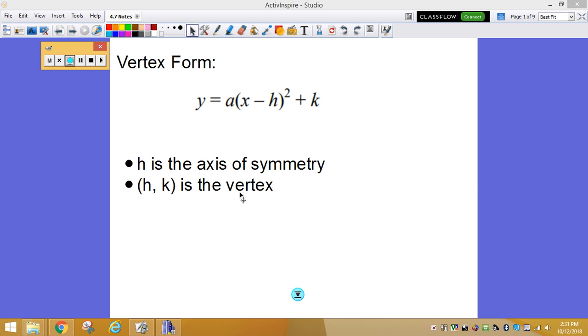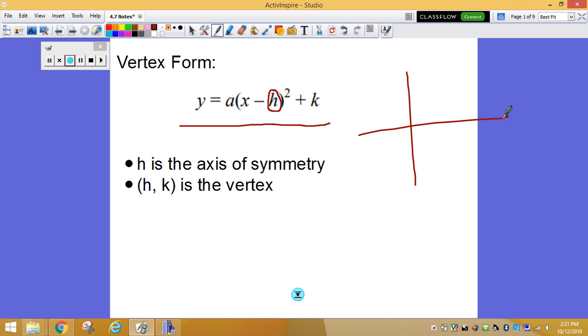So this lesson is on getting quadratics in vertex form. So you might want to write this down. This is vertex form. And the reason we do vertex form, it's a pretty easy way to graph your quadratic, because whatever your h is right here, that is your axis of symmetry.